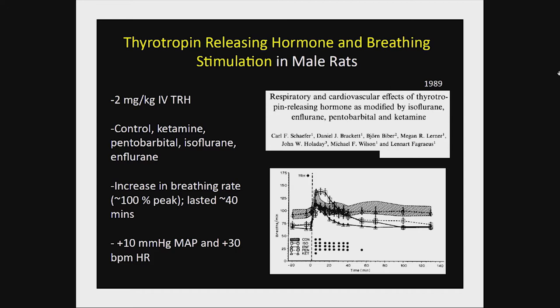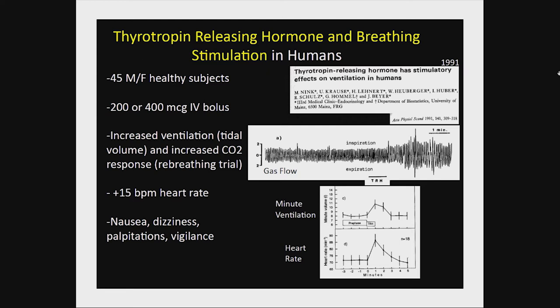TRH is also a breathing stimulant in humans. This was a paper published in 1991 by Nick and colleagues. 45 male and female healthy volunteers. They gave them boluses of either 200 or 400 micrograms intravenously. And the drug increased their ventilation primarily by an increase in tidal volume, but it also increased their responsivity to CO2. There's a slight increase in heart rate. The side effects were nausea, I think about 50%, dizziness, palpitations, and an increased sense of vigilance.